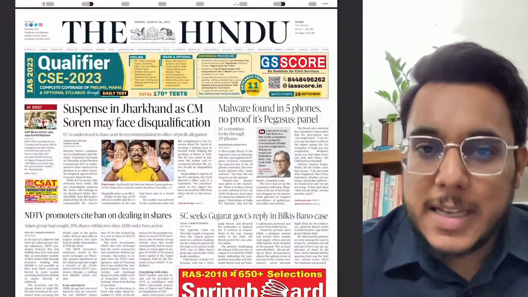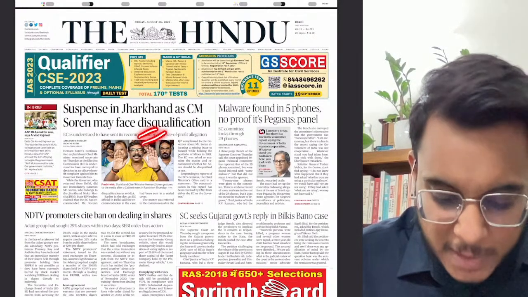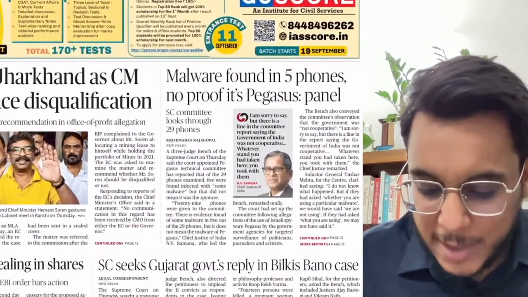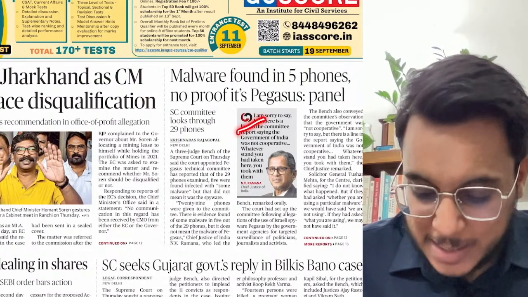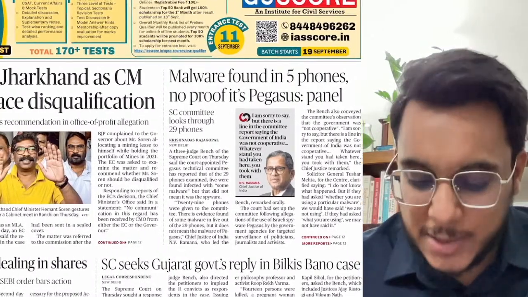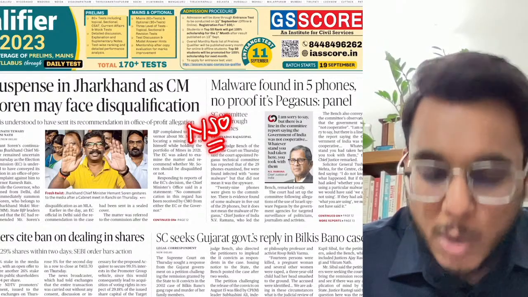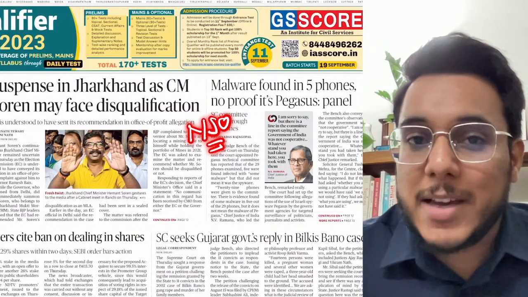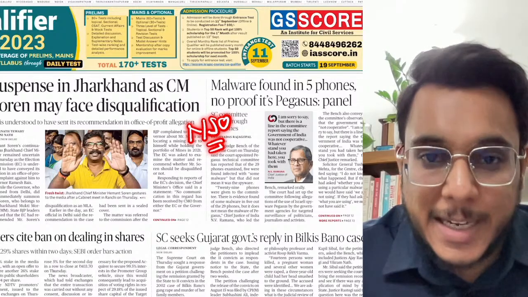So here we can see page number 1 of the Hindu newspaper, and here the first article talks about the disqualification. So here we are going to discuss the concept of Office of Profit. Then malware found in the 5 phones, no proof of Pegasus, it's the Pegasus panel. Now guys, basically what happened last year, an allegation was made that the government has procured the Pegasus Spyware from an Israeli firm, the NSO, and that Pegasus Spyware has been used to spy on opposition members, some judges, some activists, etc.